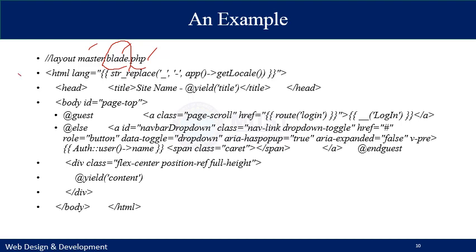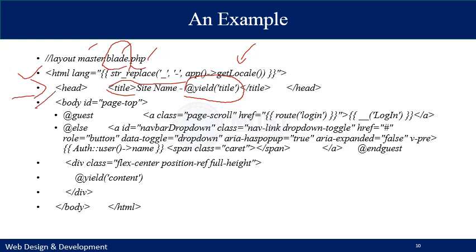It starts with a simple HTML tag, and it specifies the language, which is app.get local. That means you can use any language of your application, which is not of much purpose here. We start from the head tag. We have seen that you specify the title tag, and then you can yield the title from the child page, specifying the section in the child page with the name title.